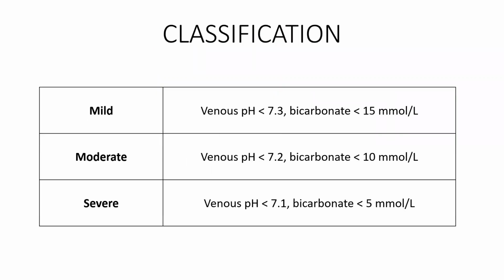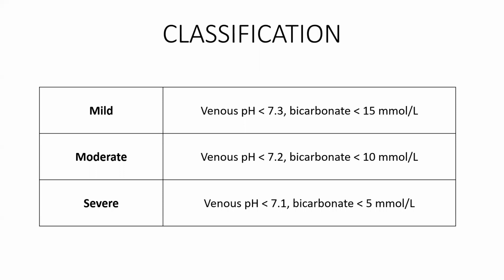So DKA can be classified further into mild, moderate, and severe. In mild, venous pH is less than 7.3, bicarb is less than 15. Moderate, venous pH is less than 7.2, bicarb is less than 10. And when it comes to severe, the venous pH is even lower at 7.1, and the bicarb has already reached single digit, which is less than 5.